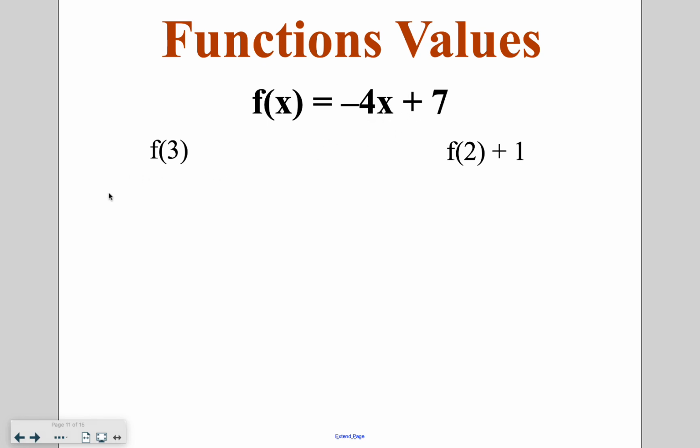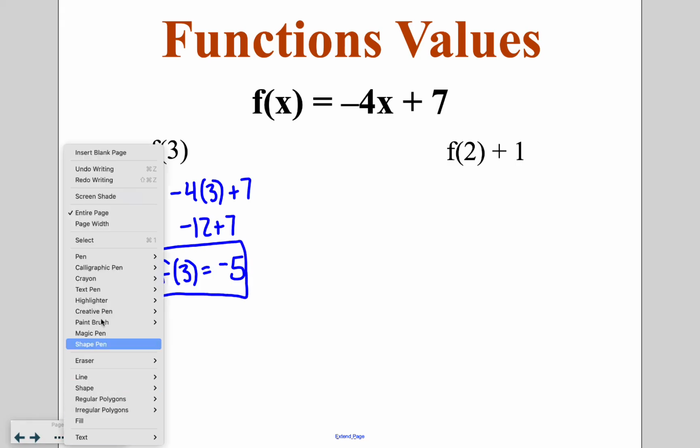The first thing it asks me to find in function f is an input of 3. So it's asking me to do negative 4 times 3 plus 7, which gives me negative 12 plus 7. For a final answer, function f plugging in 3 has an answer of negative 5.